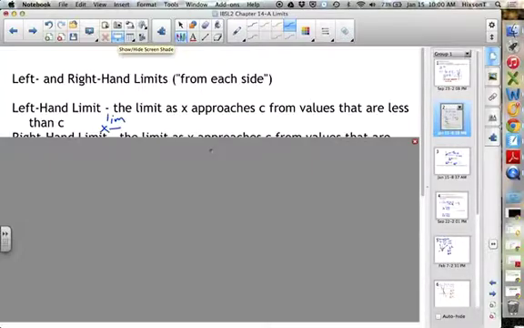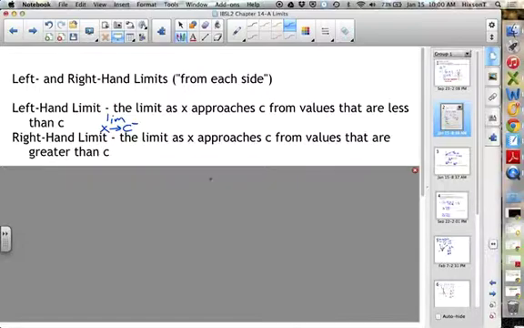And the notation we would use here would be limit as x approaches c, and the left-hand side of our x-axis is the negative side, so after the c we put a little negative sign. Okay? It's not negative c, it's we're approaching c from the left. Okay? Our right-hand limit, we're approaching from values that are greater than c. So we take the limit as x approaches c, and we put a little plus after it. Okay? That says the limit as x approaches c from the right.